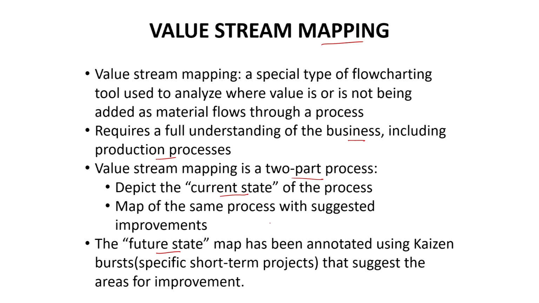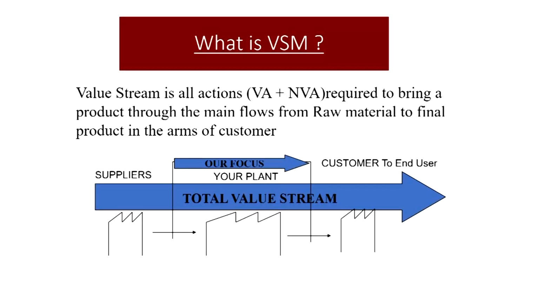So, a map of the same process with suggested improvement. The future state map has been annotated using Kaizen bursts, specific short term projects that suggest the areas for improvement. So, our task is to move the process from current state to the future state. So, value stream is all actions, value addition and non value addition, required to bring a product through the main flow from raw material to final product in the arms of the customer. So, this is our flow.